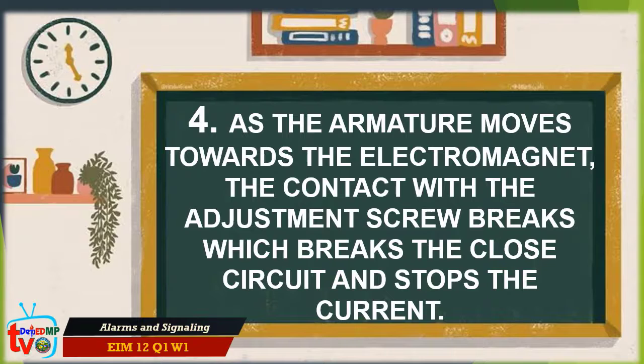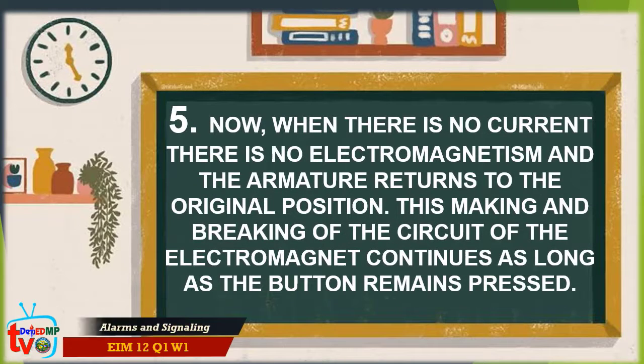As the armature moves towards the electromagnet, the contact with the adjustment screw breaks, which breaks the closed circuit and stops the current. Now, when there is no current, there is no electromagnetism, and the armature returns to the original position. This making and breaking of the circuit of the electromagnet continues as long as the button remains pressed.